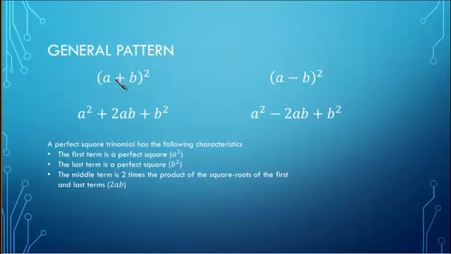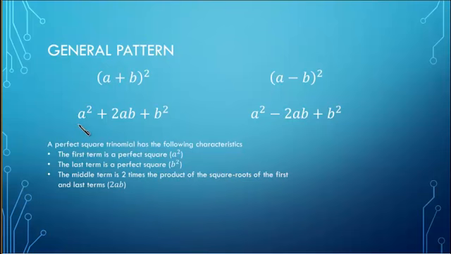Here we have a perfect square binomial, a plus b squared, and we also have a minus b squared. And if we expand this, we get a squared plus 2 times a times b plus b squared. Likewise, over here we get a squared minus 2 times a times b plus b squared. So what we want to see are the characteristics of a perfect square trinomial. These are perfect square trinomials. They result from expanding perfect square binomials.